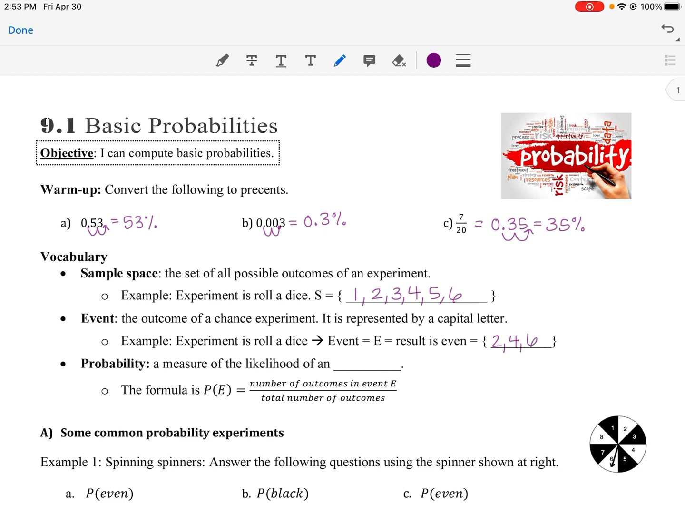So once we find those things, we've got the sample space, we've got an event, the probability is the measure of the likelihood of an event. If we're looking for the probability of this event E, we're going to look at the number of outcomes in event E over the total number of outcomes. When we say total number of outcomes, we're really talking about the sample space. Something to note here is that a probability will be between 0 and 1. If it's 0, it means it never happens. And if it's 1, it means it's always happening.